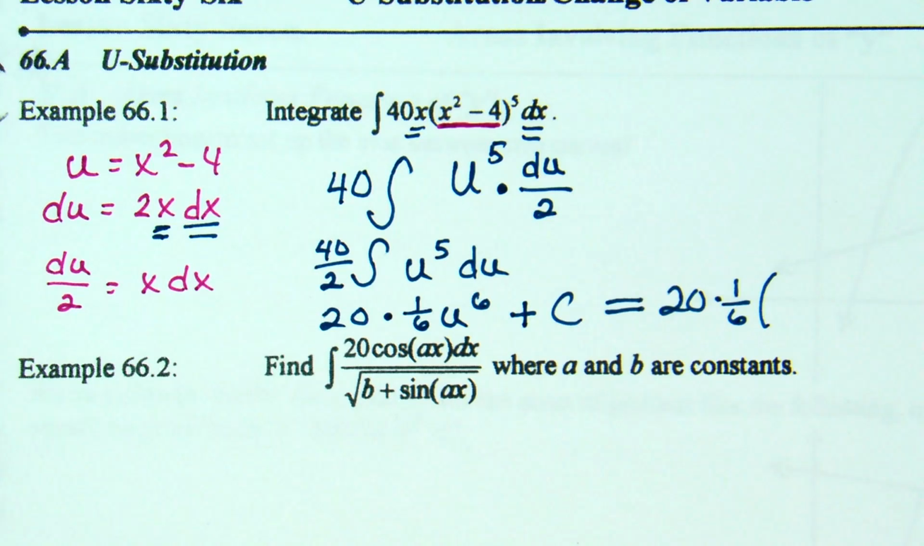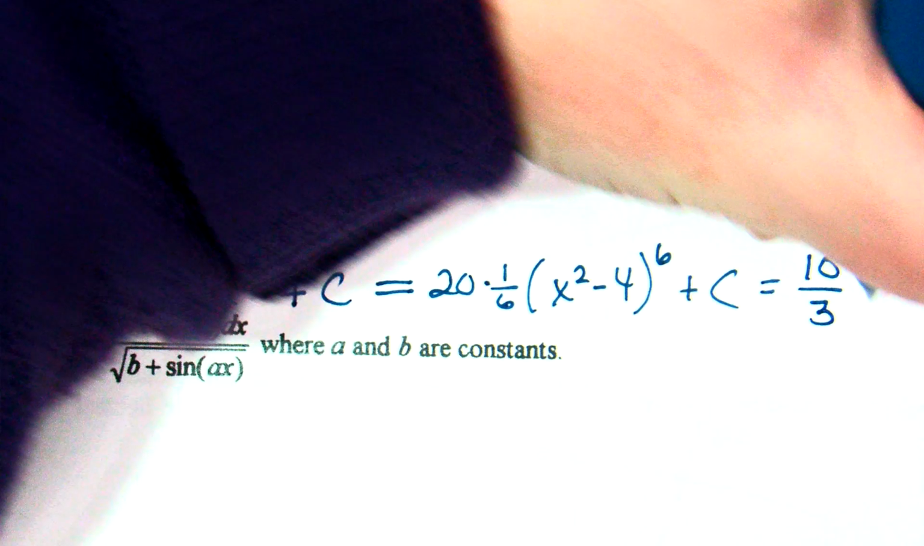U, what was u? So I'm going to put my x squared minus 4 back in there. So x squared minus 4 raised to the 6th plus c. And as I said, I don't know why I didn't, but the cleanup I should have done: 20 times 1/6 can become 10/3. X squared minus 4 to the 6th plus c.